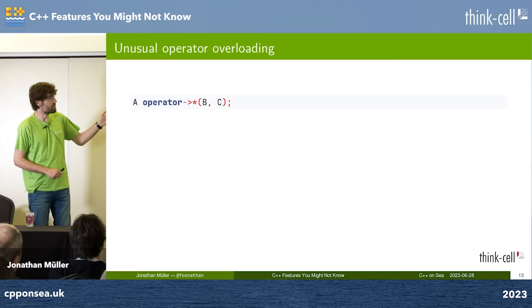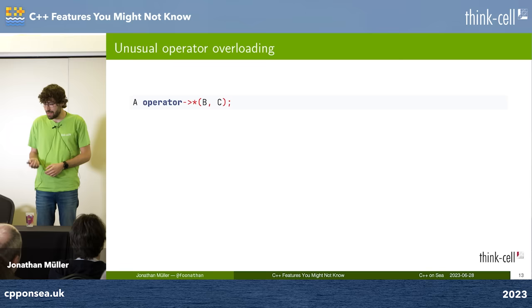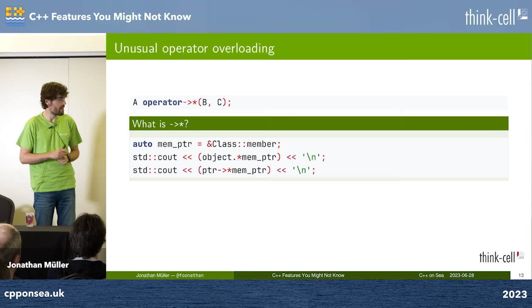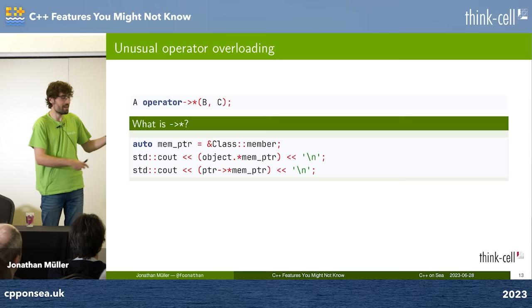Another operator is that one. So what is that? That is when you have a member pointer, you can dereference it using dot star member pointer on the object. But if you have a pointer to the object, you have to use arrow star on the member pointer. And that one can be overloaded. So what it does by default is you've got a pointer, and then you get a member pointer, and then you essentially apply that to the object, and you get that particular member. So you can overload it.